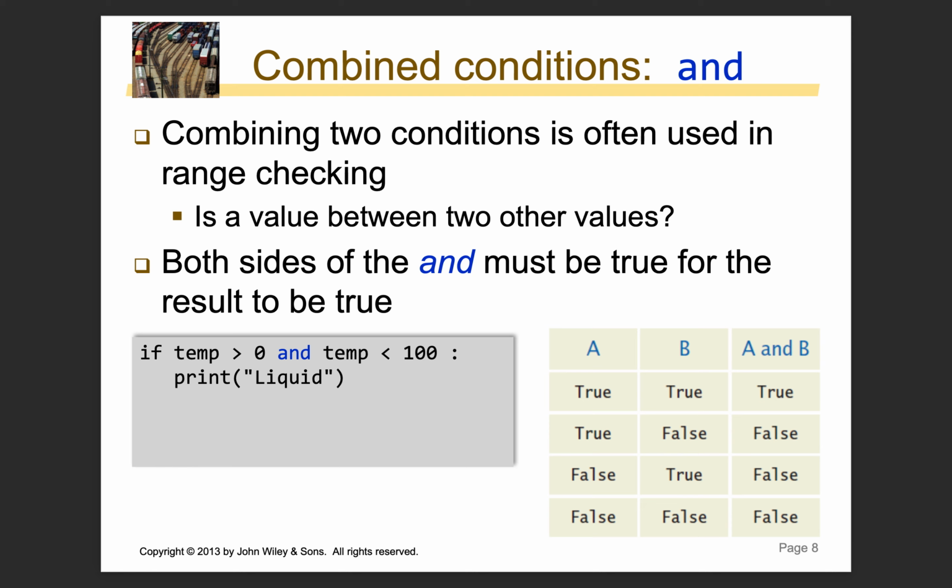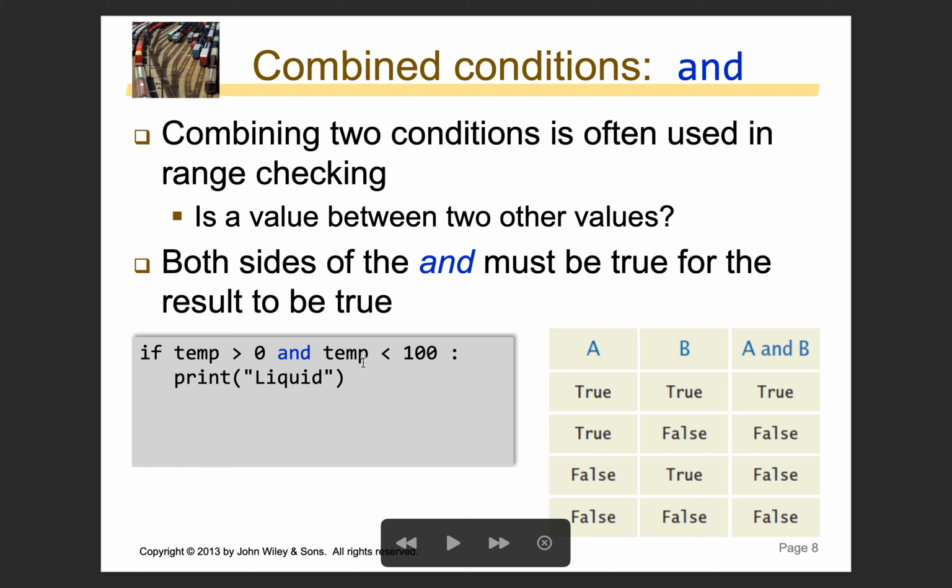Okay, so we're going to check whether or not a value is between two other values. And we're going to do that using an and. So if we look at this grey box, we say if the temperature is greater than 0 and the temperature is less than 100, print liquid. So they're telling us that the water is in its liquid state, for example. For this to print the liquid statement, both the temperature has to be greater than 0 and the temperature has to be less than 100. So both of these conditions need to be true.